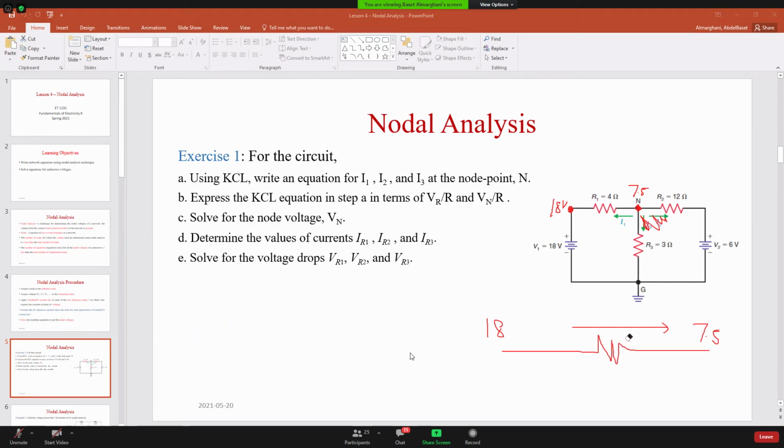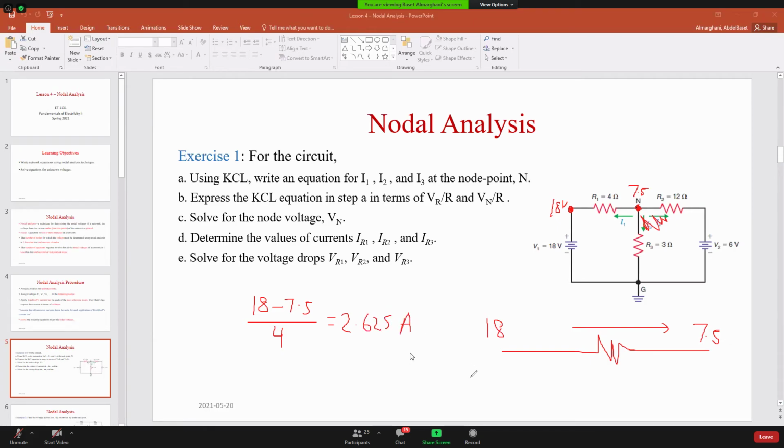So what is this current here? It's 18 minus 7.5, voltage here minus voltage here, divided by 4. Which is gonna be 10.5 over 4, so 2.625 ampere.